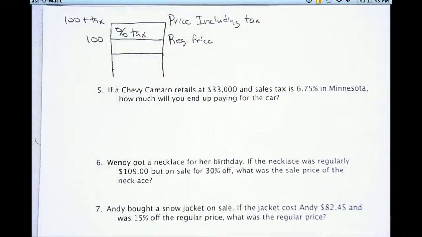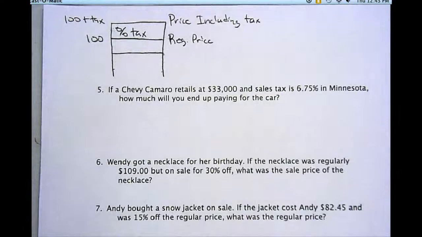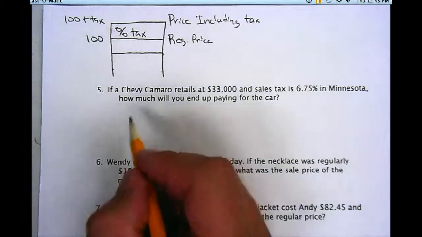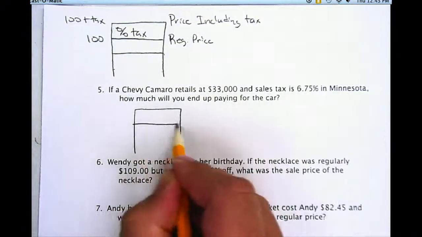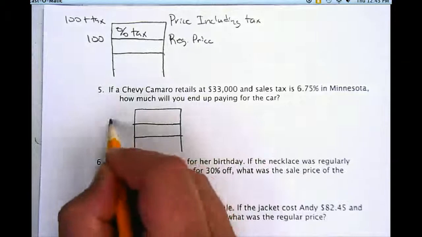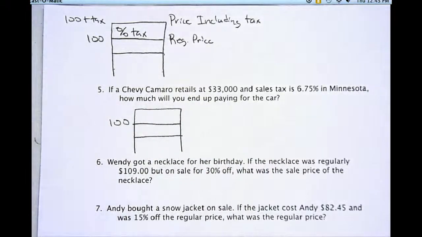So I'm going to tweak my thermometer just a little bit to make it so I can have a percent increase. Okay, this problem says: a Chevy Camaro retails at $33,000 and sales tax is 6.5% in Minnesota. How much will you end up paying for the car? So I want the price after taxes for this problem. I still draw my thermometer model and I still put 100 in the same spot. But now I'm going to have a percent increase, or a sales tax, added to the price of the car. So I have to tweak it just a little bit to solve this problem.